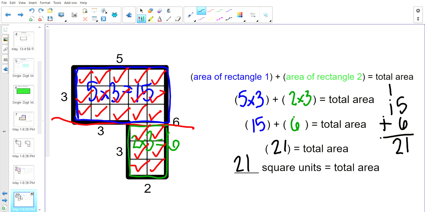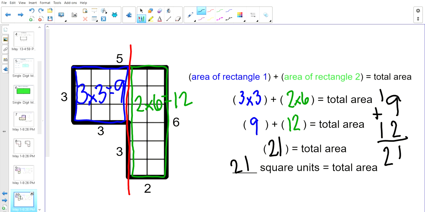When we decomposed it vertically, we found that the area was 21 square units again. This is because the total rectilinear figure size and shape did not change. We decomposed it differently, but the total number of square units the rectilinear figure covered didn't change. We just changed how we broke it apart. It does not matter how you choose to decompose a rectilinear figure, as long as you're decomposing it into rectangles and adding the areas of all of the rectangles together.